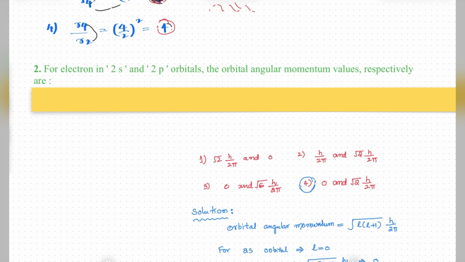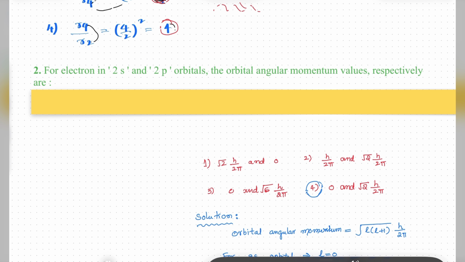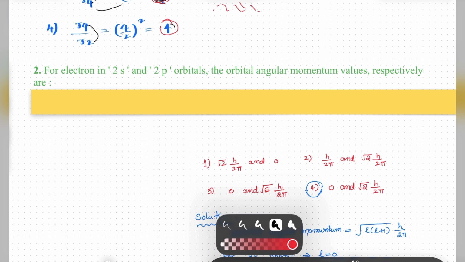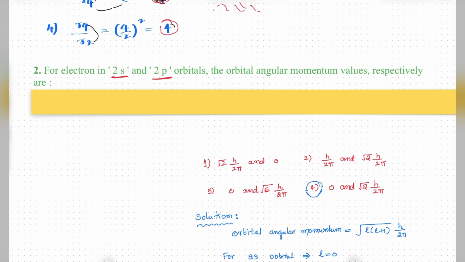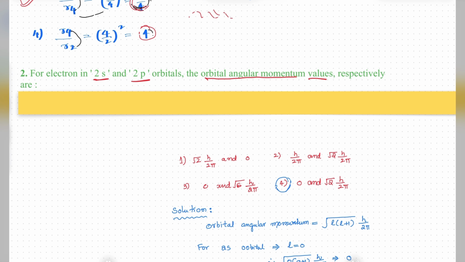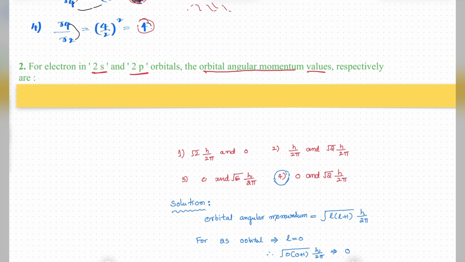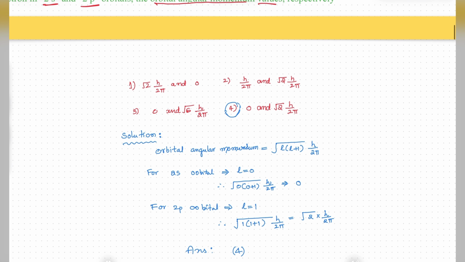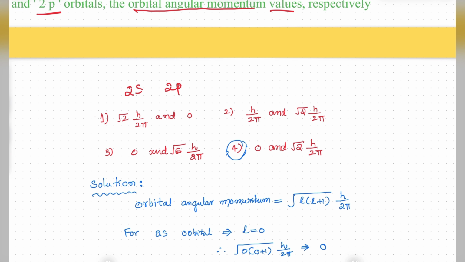For an electron, 2s and 2p orbital. Clear? They are asking for the angular momentum values, respectively, for the 2s orbital and the 2p orbital, that is, the orbital angular momentum values. So we have a formula for this: how to calculate orbital angular momentum. All of you see here. So we need to see the 2s and 2p orbitals. Clear? So these are the options.